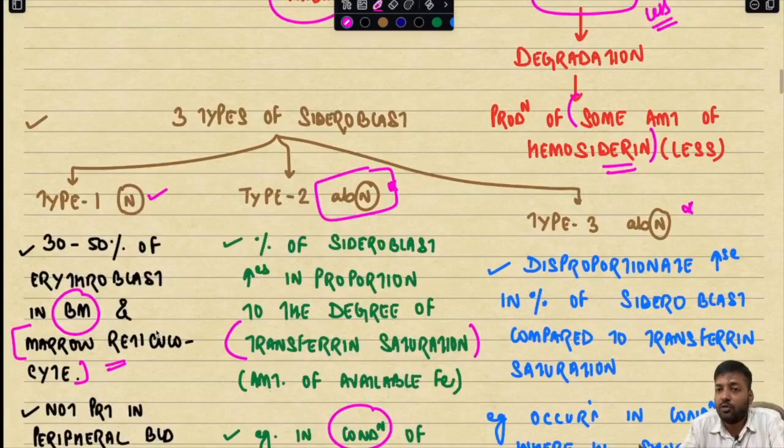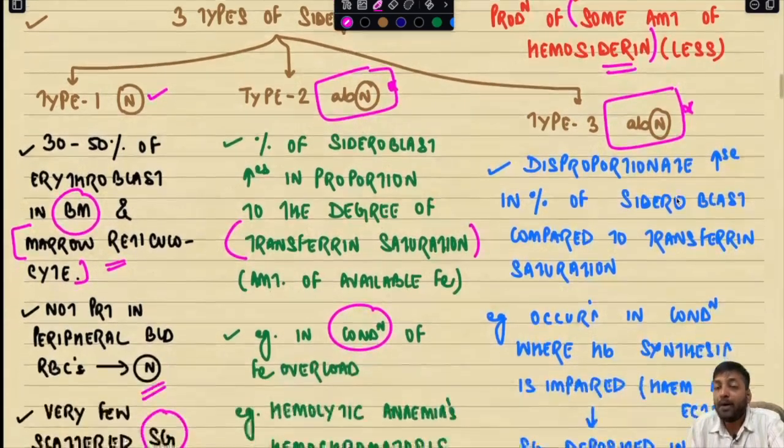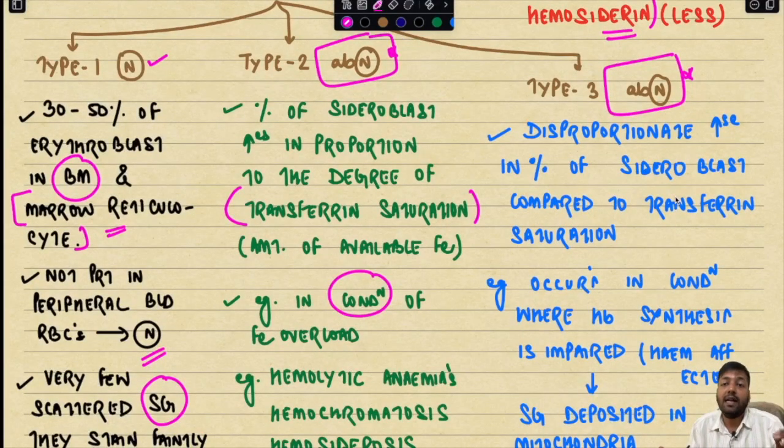Now type 3 sideroblasts, as I told you, are also abnormal just like type 2. But the major difference is that there is a disproportionate increase in the percentage of sideroblasts when you compare it to the transferrin saturation. For example, the amount of iron available is less, but in comparison to the amount of iron available or transferrin saturation, the increase in the number of sideroblasts is quite more.